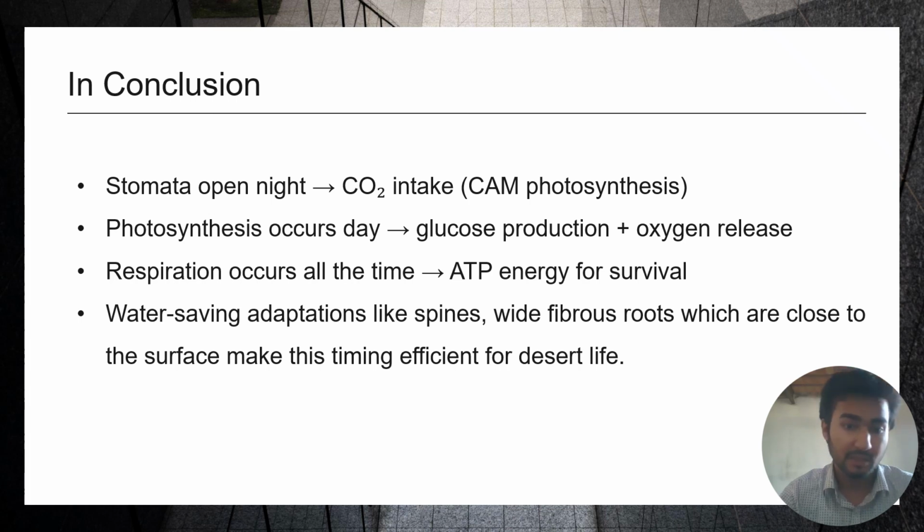So yeah, in conclusion, cactuses have many water-saving adaptations like spines. They also have wide fibrous roots, which are very close to the surface, so as soon as a small amount of rainwater comes, they are quickly able to absorb it. They have a lot of adaptations that allow them to save water and survive in the harsh desert conditions.